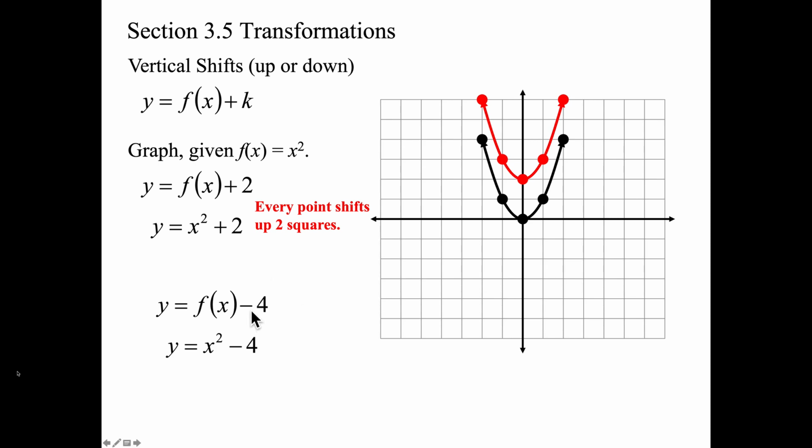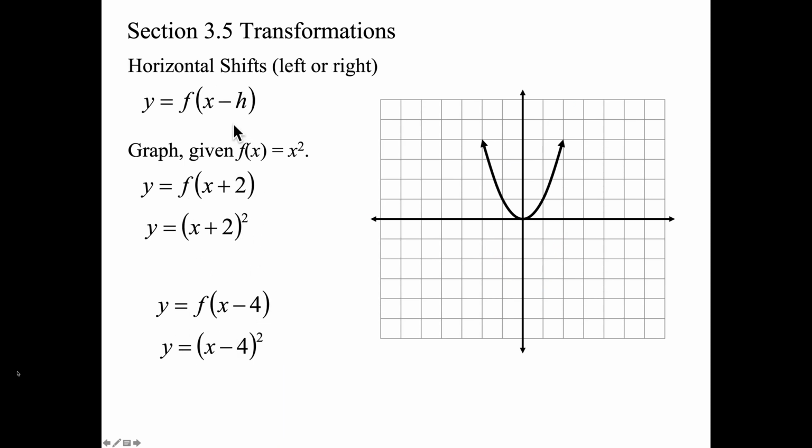And if we subtract 4, then those 5 points that we have right there, they all shift down 4 squares. There's our new parabola. All right, outside function changes the y's. Inside changes, this is going to shift things left and right like the x-axis is going.